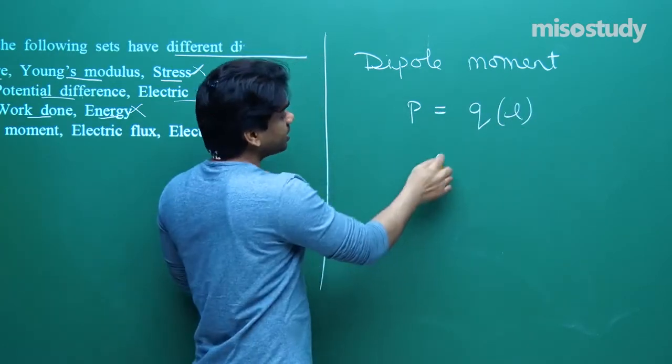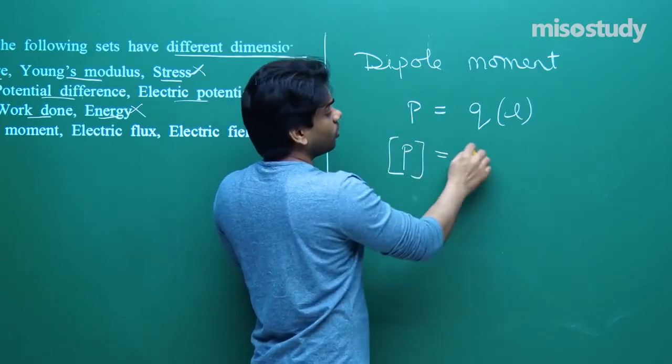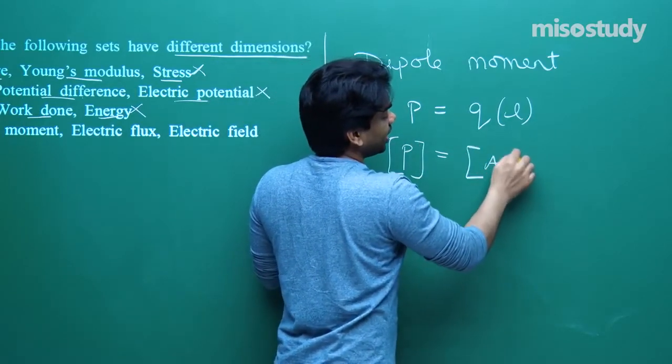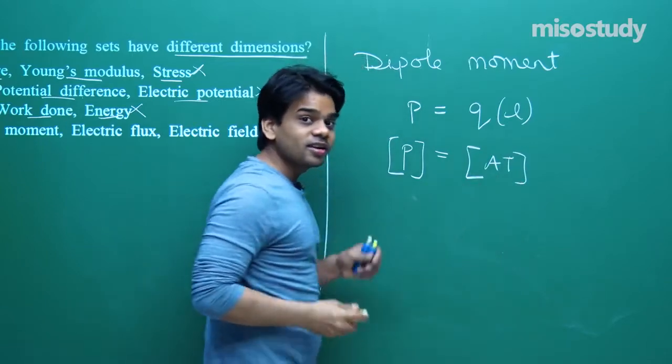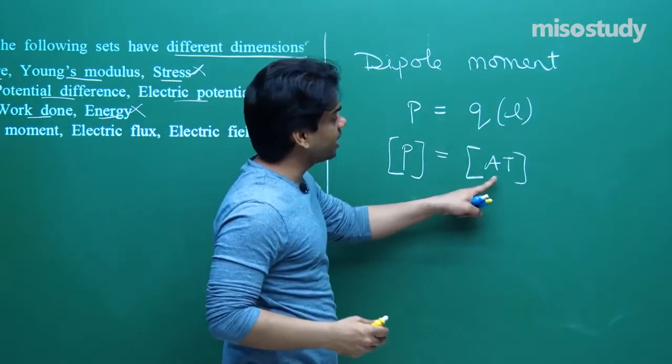If I write down its dimensional formula, the dipole moment's dimensional formula will be AT. This A I am writing for ampere, current, because charge is equal to I into T, current into time. So hence I am writing A into T.